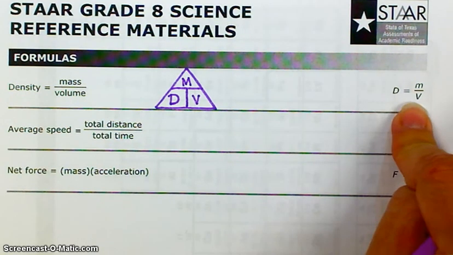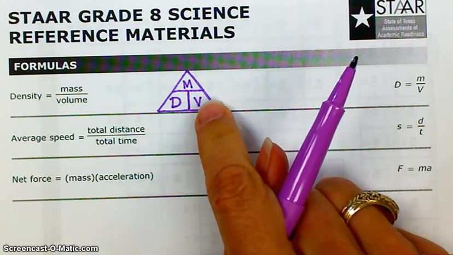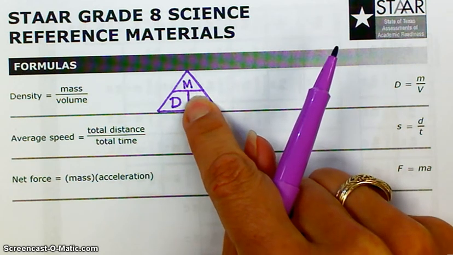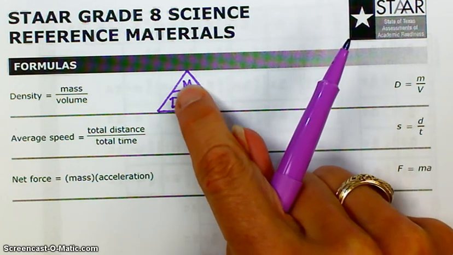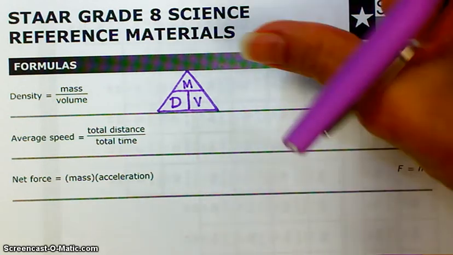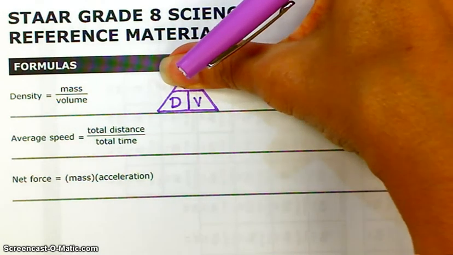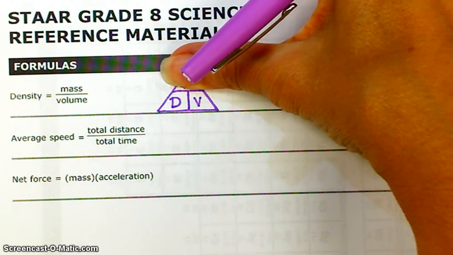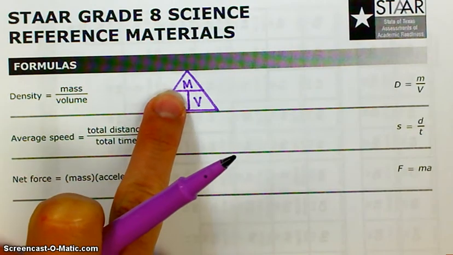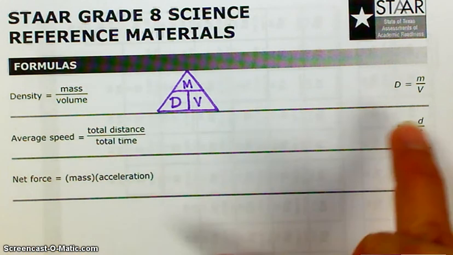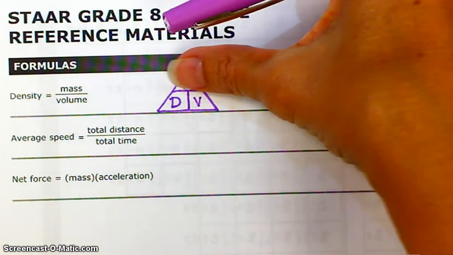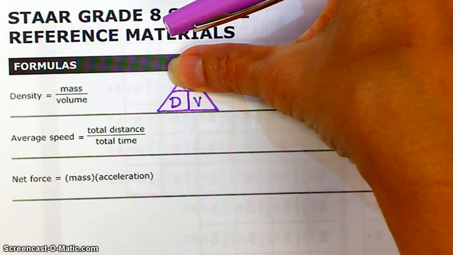Now, that may be helpful. Obviously, if you need to calculate density, there's the formula. But what if you needed to calculate volume? Well, you would just cover up volume, and the formula for volume would be mass divided by density. If you needed to calculate mass for some reason, just cover that up, and the formula becomes density times volume. So if you're solving for density, put your finger on that: mass divided by volume, which is the formula given. Volume is mass divided by density. Mass would be density times volume.